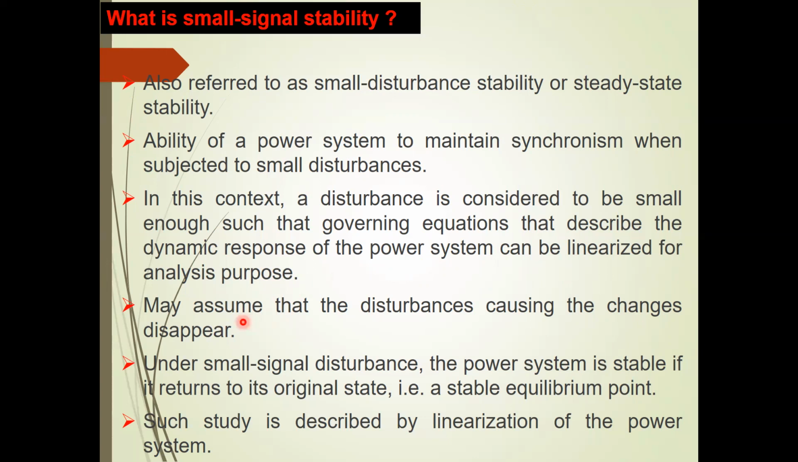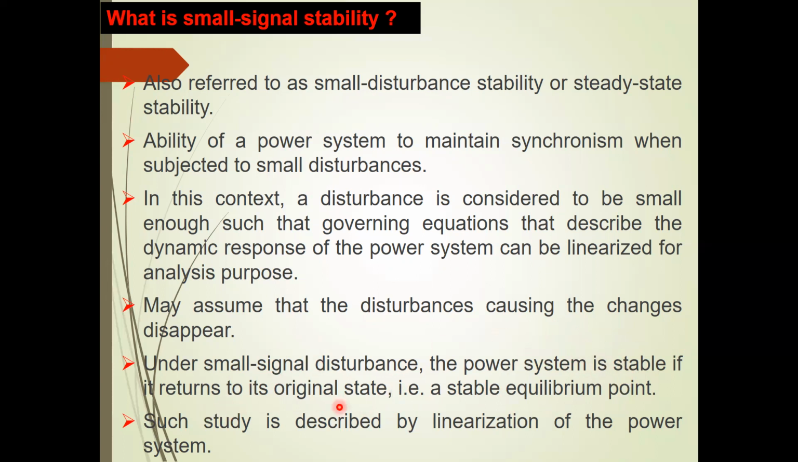And we say that the disturbance, if it occurs, will result in some changes and it will disappear. That means the disturbance will not exist for a longer duration. It just occurs at time t equal to 0 plus, and thereafter it disappears. Under this small signal disturbance, the power system can remain stable. It can remain stable if it returns to the original state, or a state of equilibrium point. So if the system regains the equilibrium state following this small disturbance, then the system will be stable.